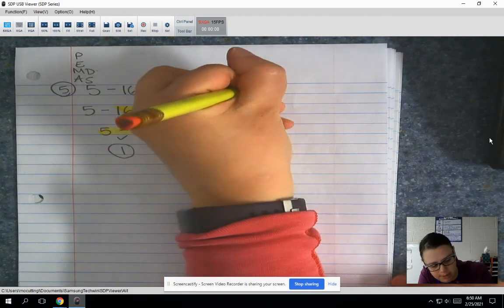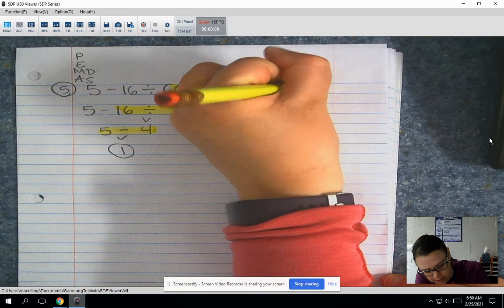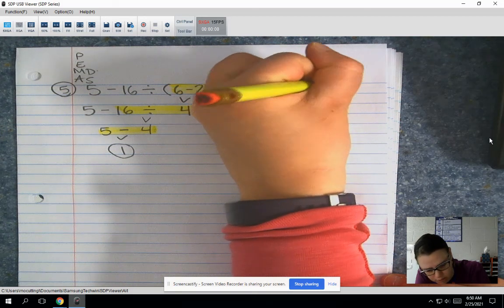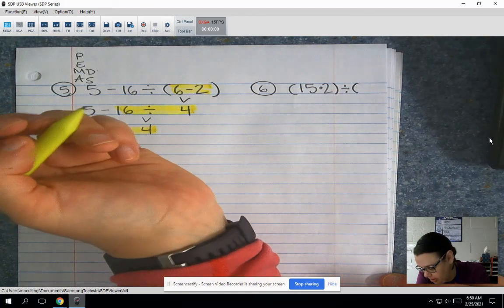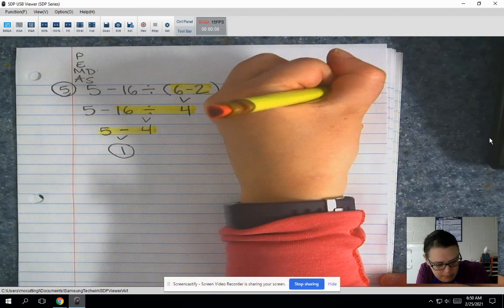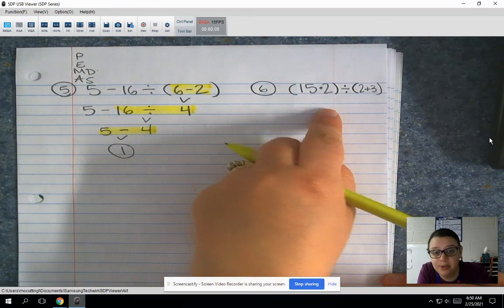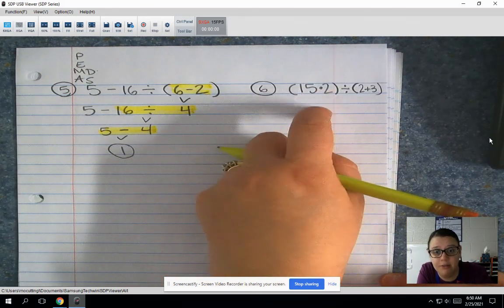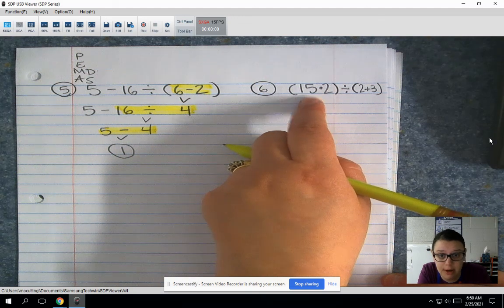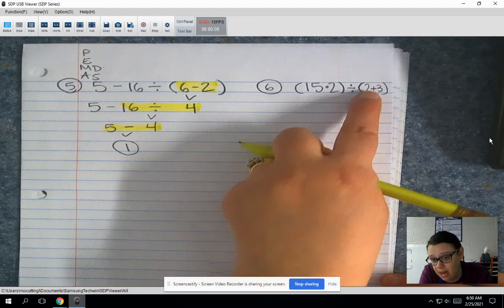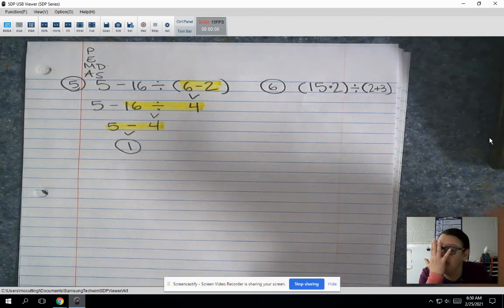All right, number 6, parentheses, 15 times 2 divided by, parentheses, 2 plus 3. Here, since I have multiple sets of parentheses, I'm going to work from left to right. Only one set at a time. So I'm going to start with this one, copy everything back down, then go to that one. All right, so pause me to give that a try on your own.